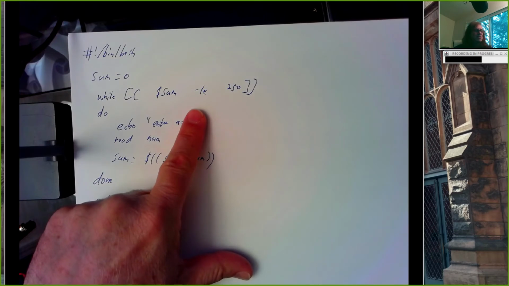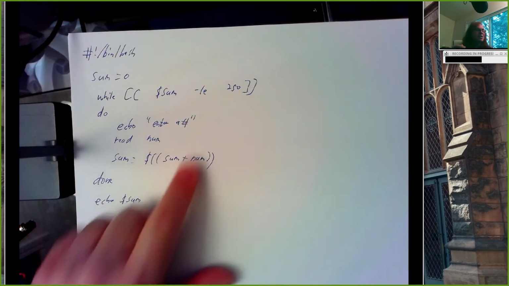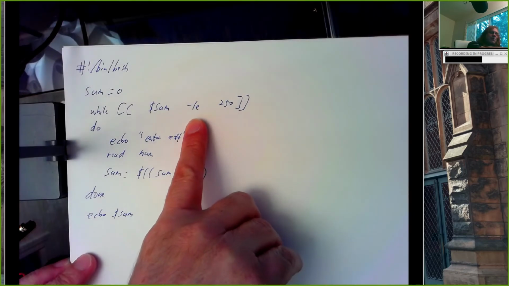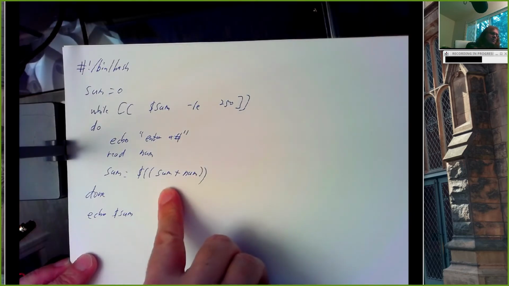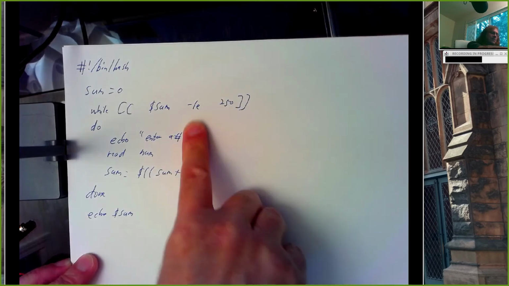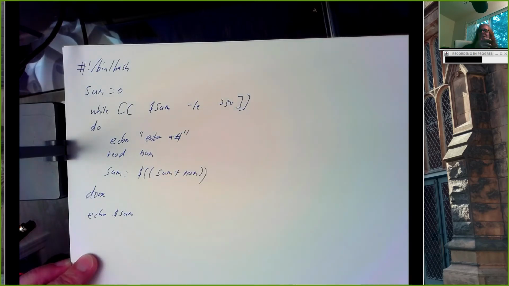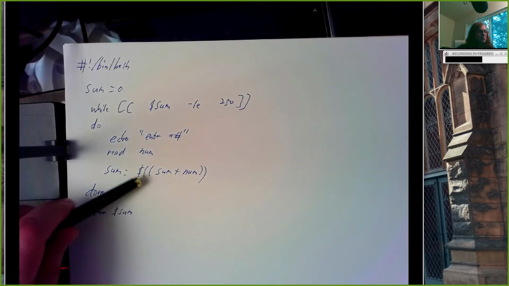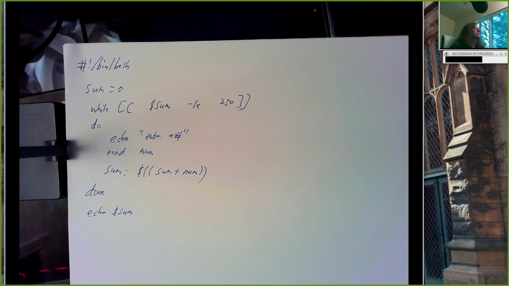A lot of people did less than instead of less than or equal to. That's just an edge case condition. But if you only continue while it's less than, it's possible your sum hit exactly 250 and your loop would exit, and that's stopping one iteration too soon or more. The running sum gives people problems.